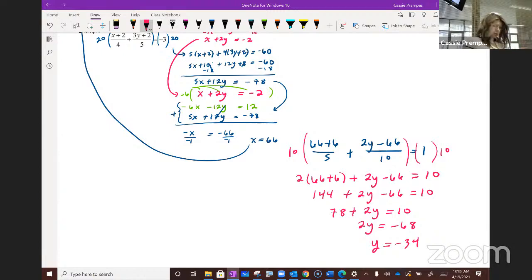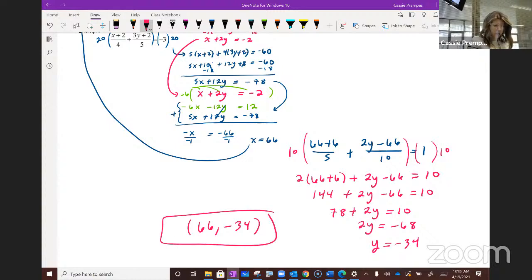But again, I want to write that as a point. So as a point xy, I would have 66, negative 34. This might be a really good one to just check, make sure, hey, does it make both equations true?